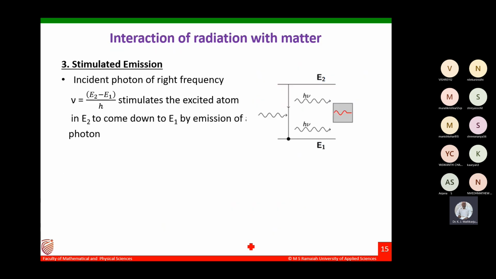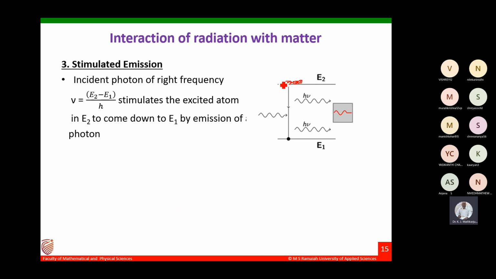Now we will move on to the third case. Assume that your atom, this is an important concept, you can write down later. First, pay attention to this. Assume that this is the excited state. Now consider atoms are in this excited state by some other means.